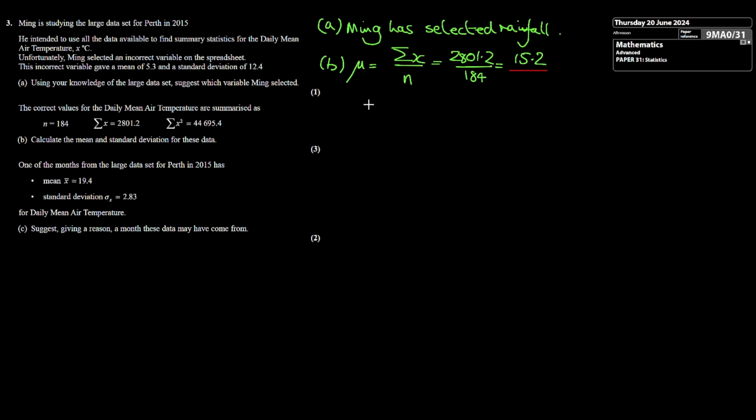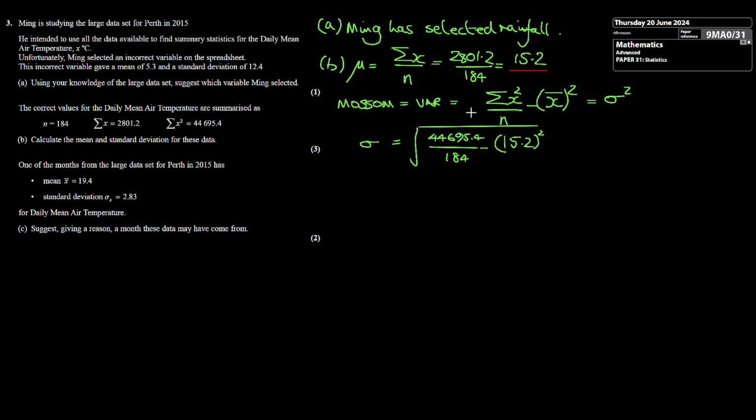Now the standard deviation. Let's go back to the formula, which gives us the variance. And this is equal to the mean of the squares, so the sum of the x squared values divided by n, minus the square of the mean. And remember, that's equal to the standard deviation squared. And there it is written out. I've substituted everything I need to, I've taken the square root, and if you pop that into a calculator, you get an answer of 3.34. And that is the answer to the second part of part B.